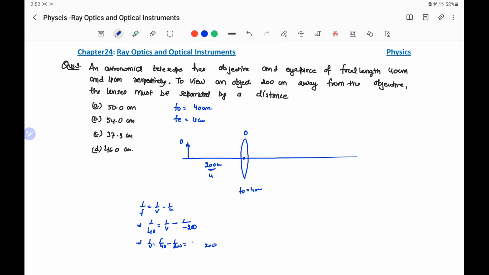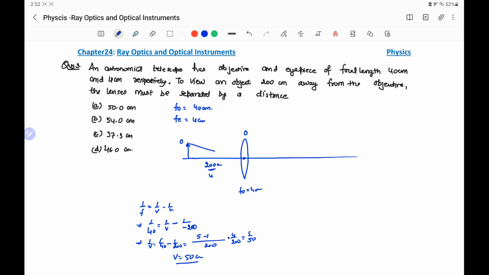Taking LCM 200, it will be 5 minus 1, that is equal to 4 by 200, or it is equal to 1 by 50. So V will be equal to 50 centimeter. Because V is positive, the image will be on the right hand side of the lens. So we can form the image.